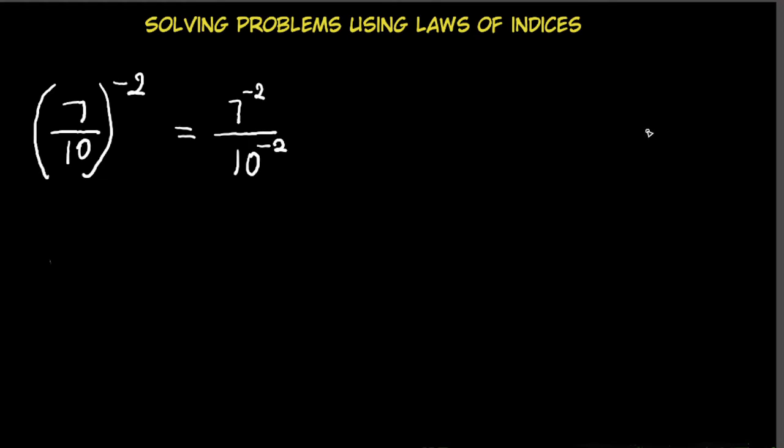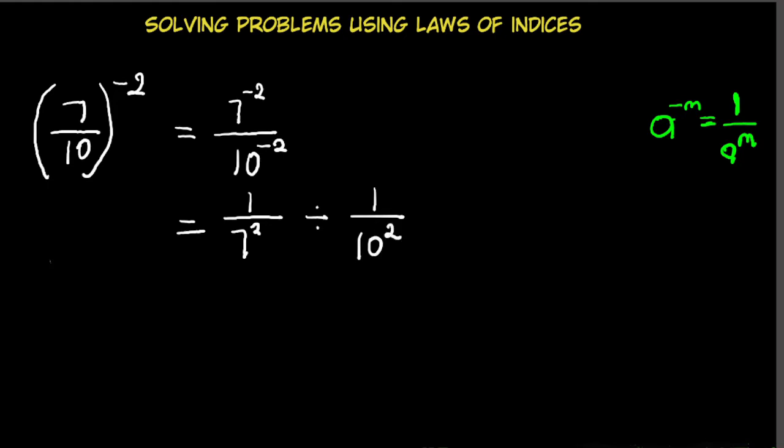Now, from the laws of indices, we know that if a is raised to a negative power, it means that we could put 1 over a raised to the positive of that power. And we are going to put these that are raised to the negative power in this form. So it would be equal to 1 over 7 raised to the positive 2 power being divided by 1 over 10 raised to the positive 2 power. Here we realize that we are dividing fractions. 1 over 7 squared being divided by 1 over 10 squared. So we'll use the rules of division for fractions. And the first thing that we're going to do is invert the second fraction and change the division sign to multiplication.